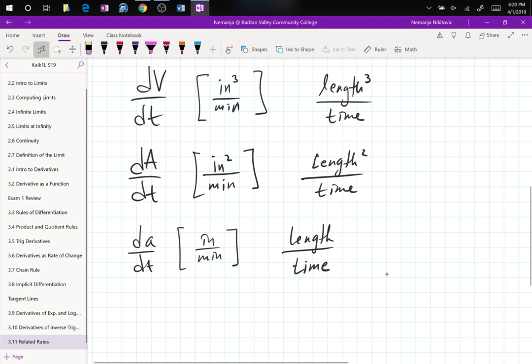Light year, it's a unit of distance, not unit of time, unit of distance, because it's the distance that the light covers in 1 year. It's very, very long.